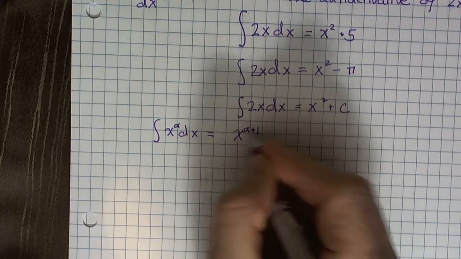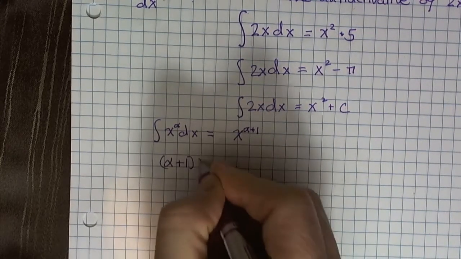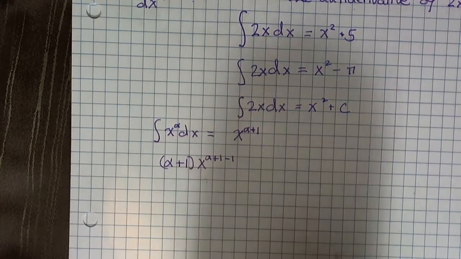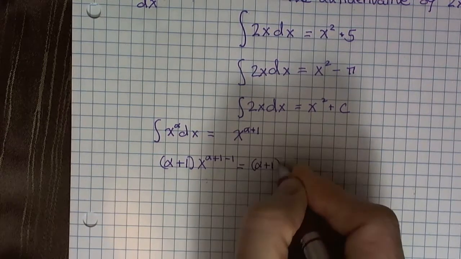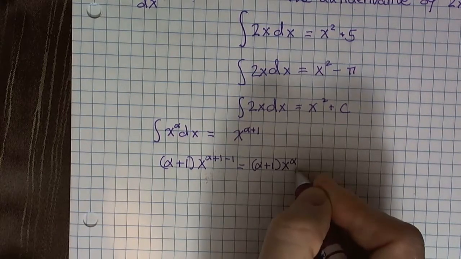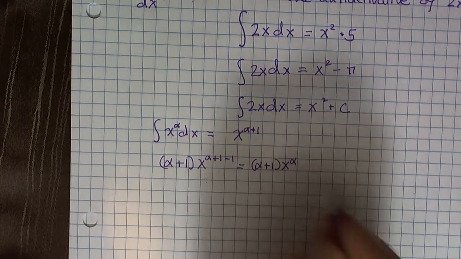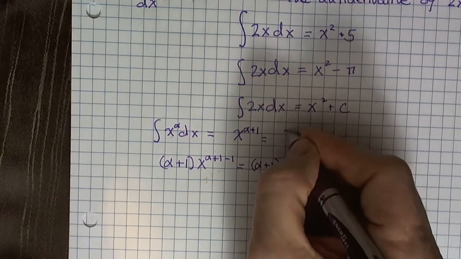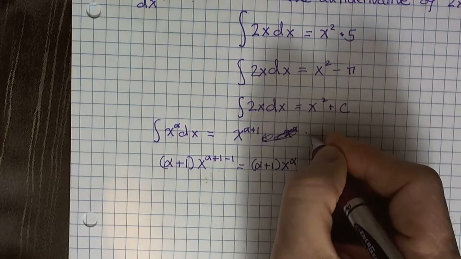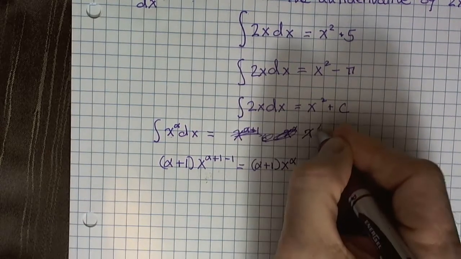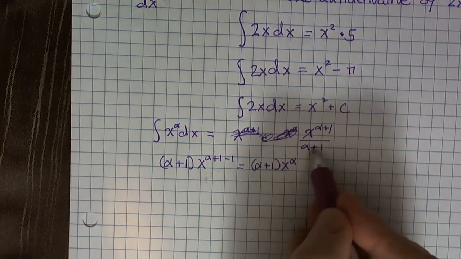So let's see if this works. Let me differentiate this. I've got alpha plus 1, x to the alpha plus 1 minus 1. See, that's just the power rule for differentiation. And that gives us alpha plus 1, x to the alpha. Well, that's not this. See, we've got this extra alpha plus 1 there. So here's what we need to do. We need to say, okay, yes, it's x to the alpha plus 1. But we also divide by the alpha plus 1. See? So we have to remember to divide here.